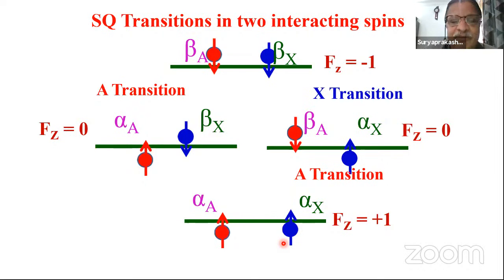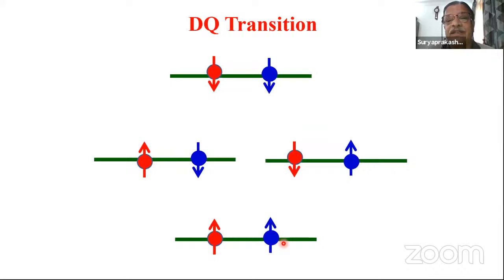We don't require all of them. They're all redundant. Excess numbers of transitions are there to derive the information. That is, more peaks are there, and we don't want them. So on the other hand, if I go to the double quantum or 0 quantum, what will happen?